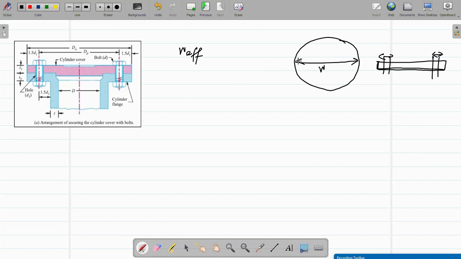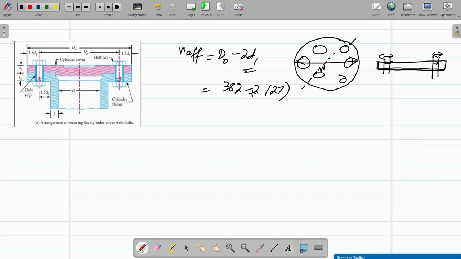I will cut it at, let's say, any point, from here or from here. So this is equal to d naught minus 2d1. Why minus 2d1? Because you have to subtract both holes, as they contain no material. So effective width is d naught, which is 382, minus 2 times 27. So you have to subtract the holes you have to provide in the cover plate for the bolts.